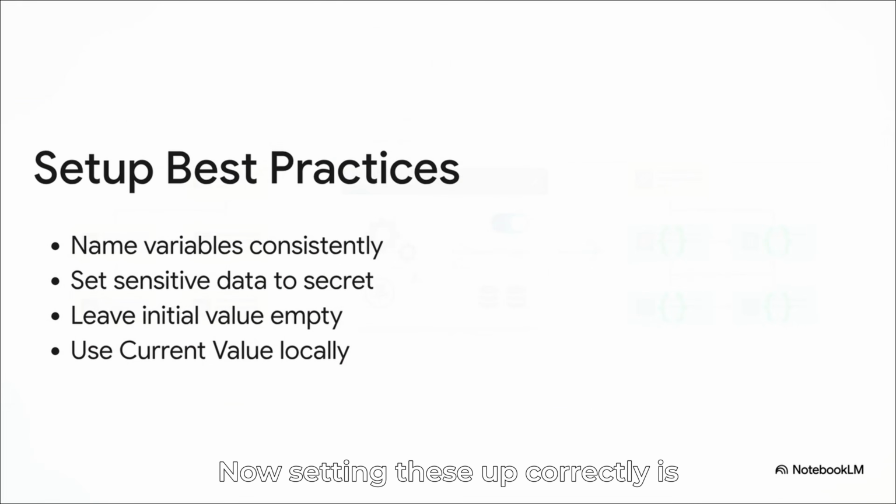Now, setting these up correctly is absolutely crucial, especially when we start talking about security. These are the absolute best practices straight from Postman's official documentation. First, always name your variables consistently across every environment. If it's base URL and staging, it absolutely must be base URL and production. Second, and please don't skip this, when you add an access token or a password, change the variable type to secret. That completely masks the value on your screen. Third, you're going to see two columns, initial value and current value. Leave the initial value completely empty.